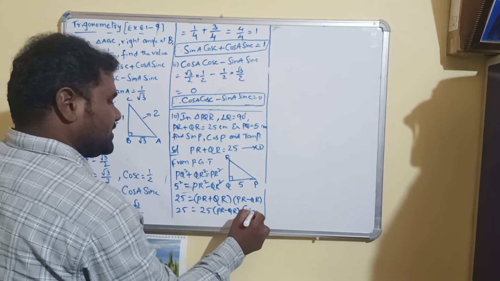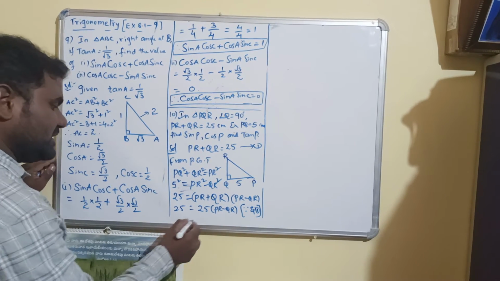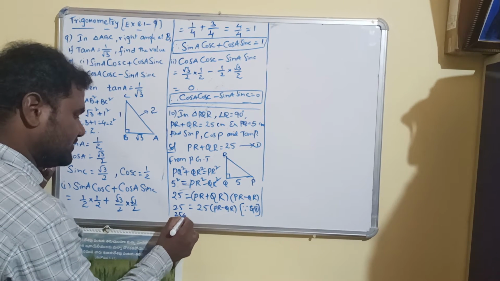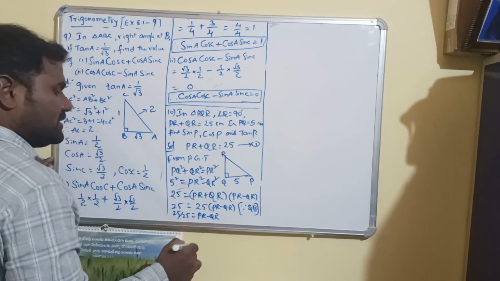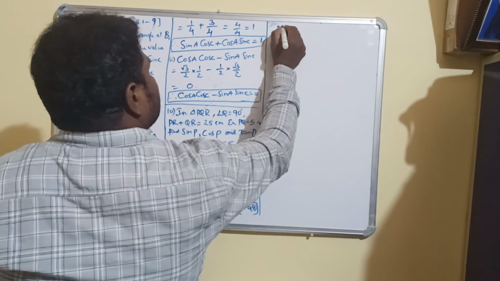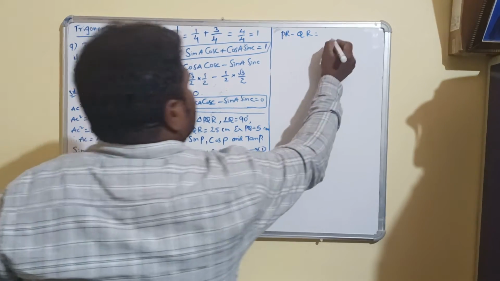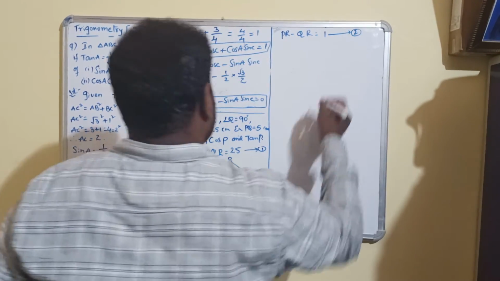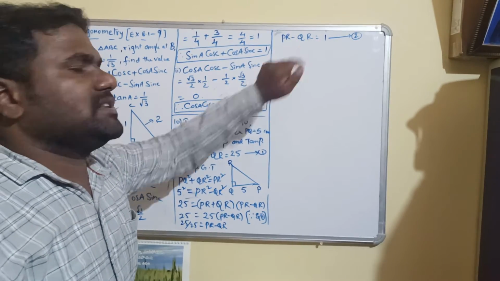Since from equation 1, that is the reason. Therefore, 25 comes to this side: 25 by 25 equals PR minus QR. Now, writing in order, PR minus QR equals 25 by 25, which means 1. This is equation 2. Equation 1 is PR plus QR equals 25. Equation 2 is PR minus QR equals 1.